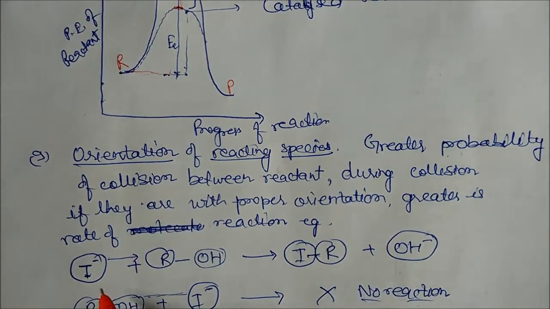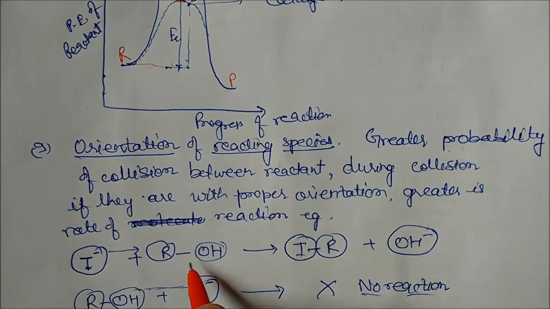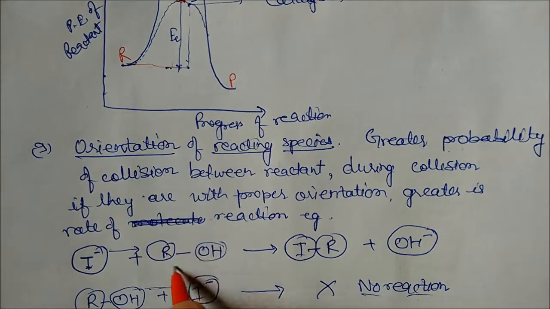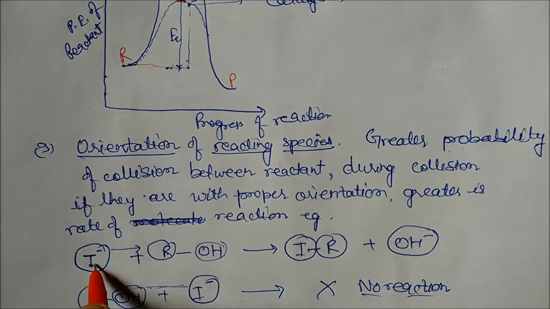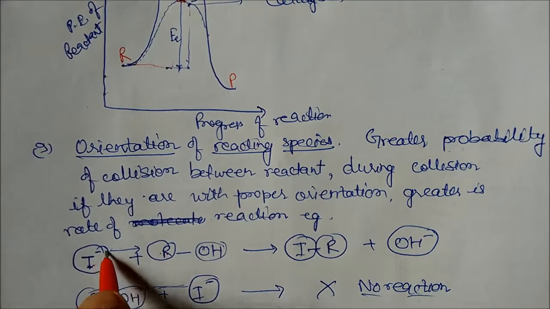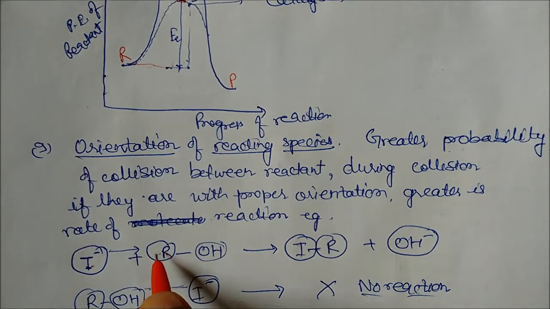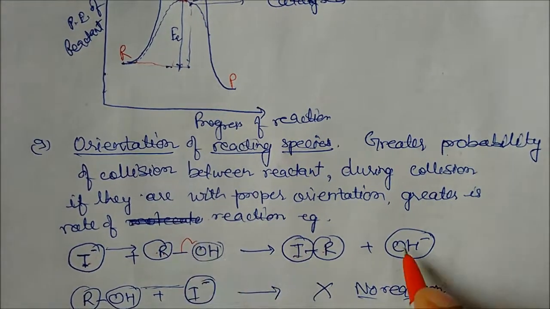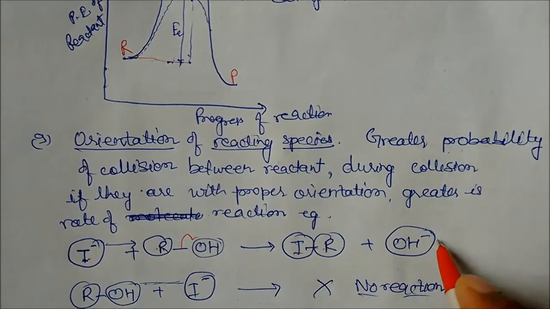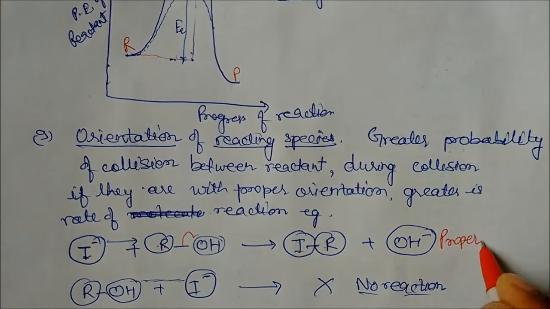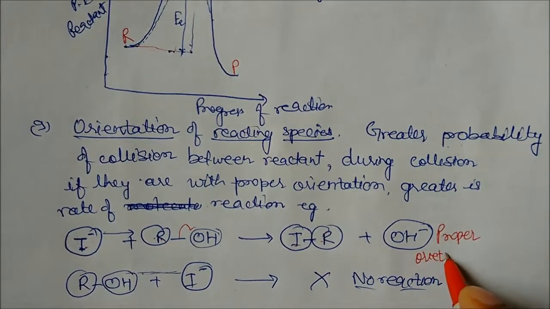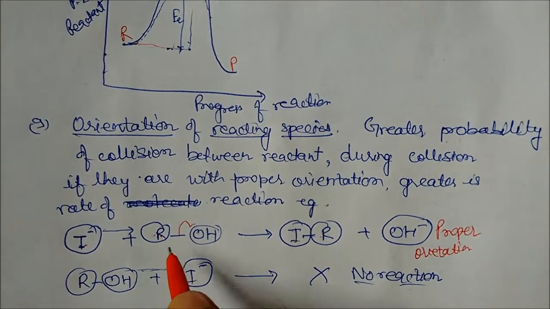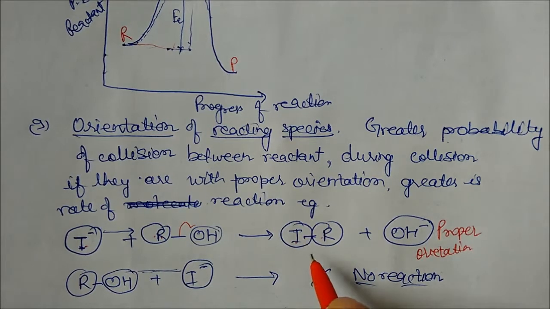I have taken iodine reacting with ROH. ROH is a kind of alcohol. So if the alcohol molecule is ROH, this is one orientation. Here the iodine is just behind the R, and if it collides with the R, then the reaction will take place, forming IR, and the OH will come out. This is called proper orientation, where the molecules collide properly with each other and the reaction takes place.